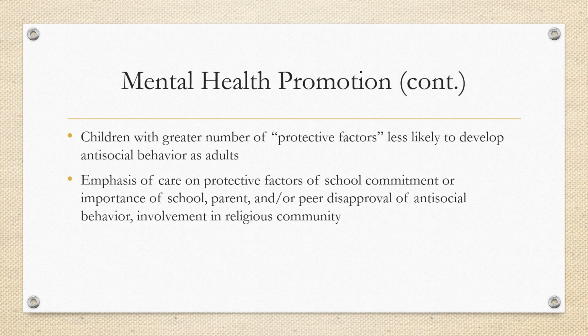Children who have a greater number of protective factors are less likely to develop antisocial behavior as an adult. These protective factors include school commitment, positive peer relationships, parent or peer disapproval of antisocial behavior, a functional family relationship, and effective parenting skills.